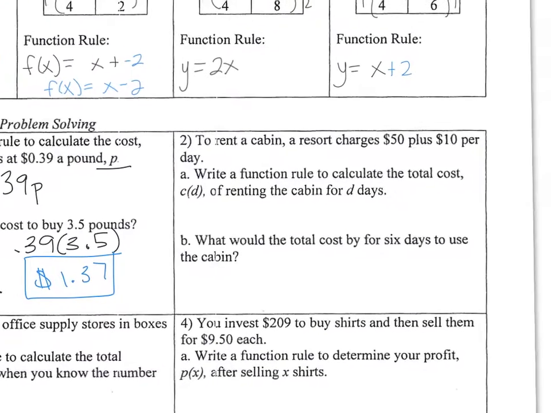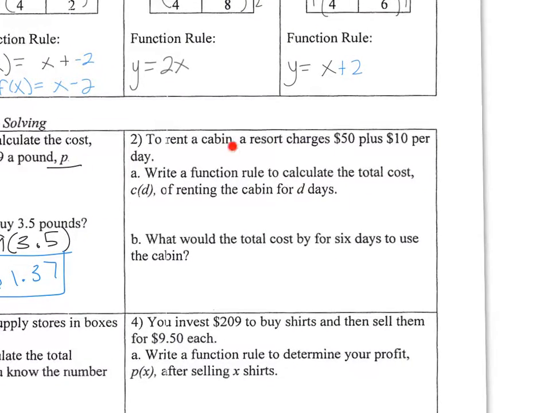Okay, number 2. To rent a cabin, the resort charges $50 plus $10 per day. Write a function rule to calculate the total cost, C of D, of renting the cabin for D days. So the total cost equals $50, which is what you have to pay no matter what, plus $10 per day. Now if you read per day or per person or per pet, then that means that you're multiplying. So this is going to be 10D.